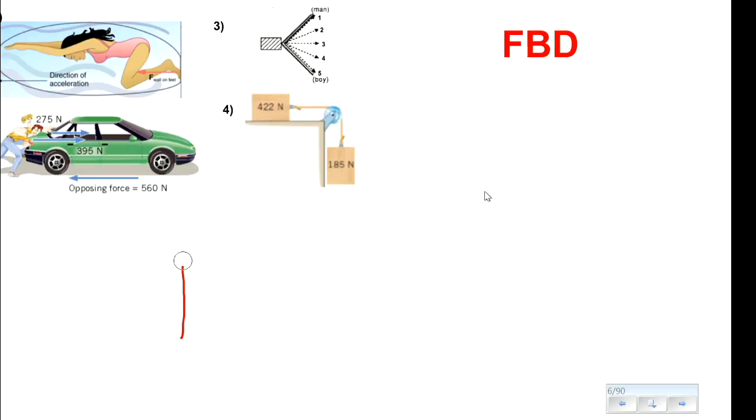We need to draw the object. Now we can start drawing forces acting on it. Force from the wall, that force propelled, has no special name. But we know from our everyday experience that water should exert some force.